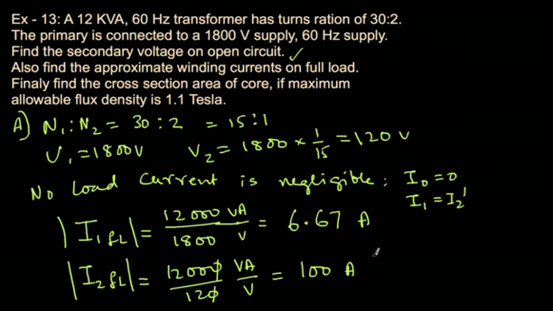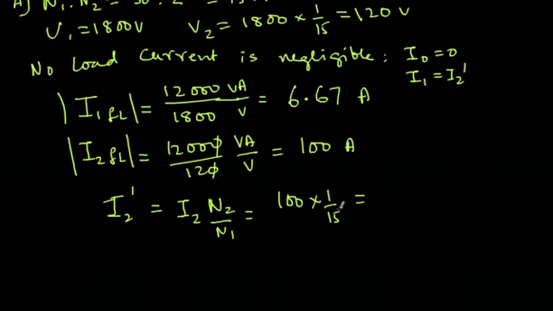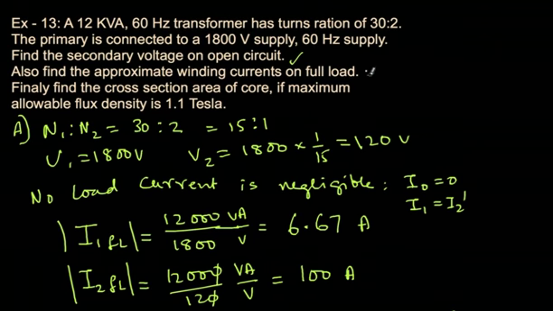Now the other way to calculate secondary current is through I2 dash. So what is I2 dash? I2 dash is nothing but I2 multiplied by N2 by N1. That is 100 amperes multiplied by 1 by 15. So this is 100 by 15. You will again get 6.67 amperes. That is nothing but I1 full load. It's exactly the same we are getting both. Let's move on.